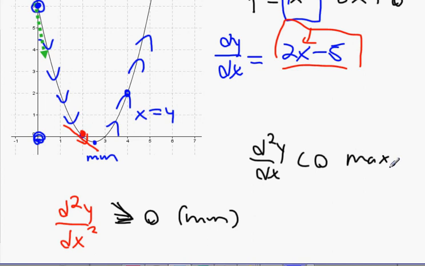So let me show you what happens. If we differentiate this a second time, what do we get? You just get 2 and 0. 2 is bigger than 0. This means it's a minimum point, and we can see that from the graph.